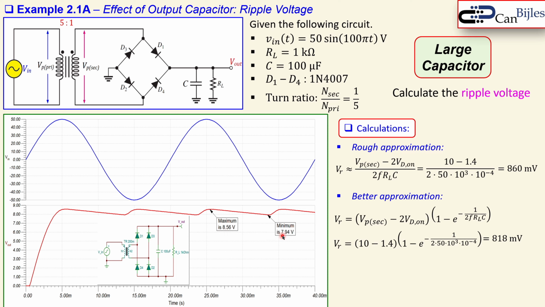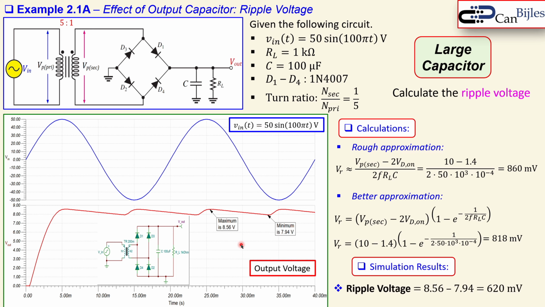So this is the circuit, and this is the maximum value, which is 8.56, and the minimum is 7.94. So the simulation result, this is the input and this is the output. The simulation result will give me then 620 millivolts. So this is a little bit lower than that one. So you see approximately 200 millivolts off. But it's a better approximation than that 860 millivolts.